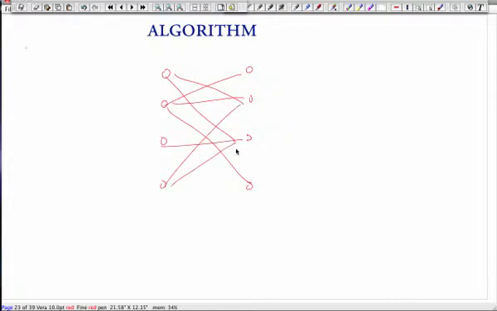Okay, so here's an example of an input bipartite graph. How do we solve this problem?